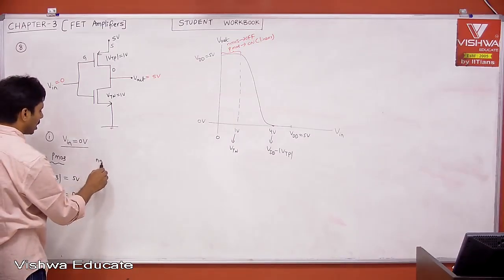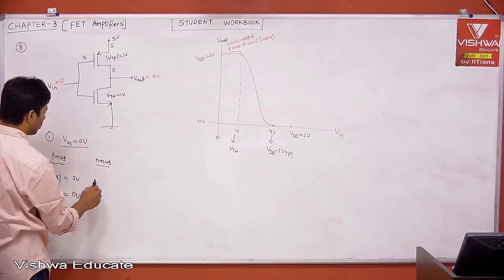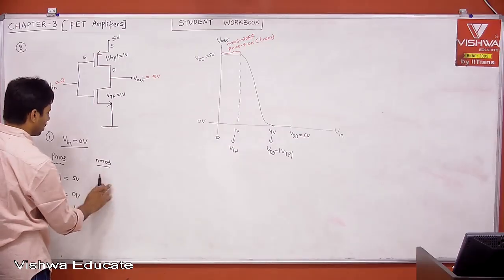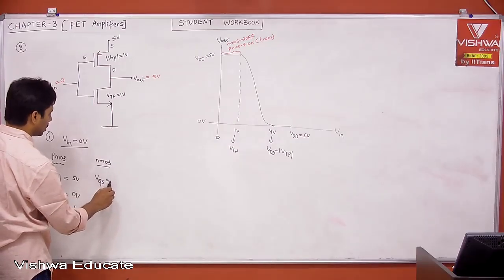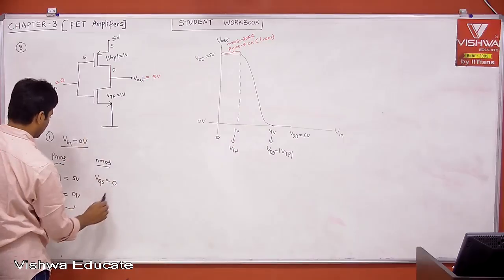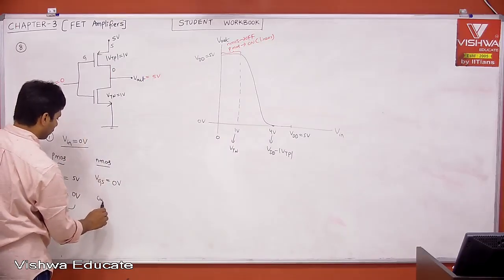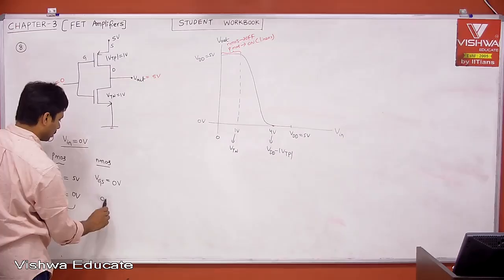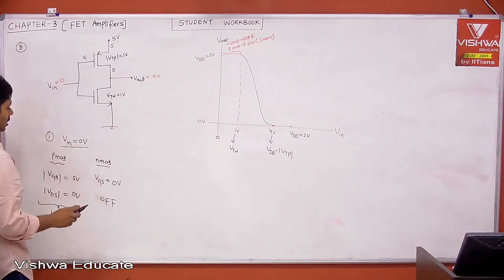If you take NMOS, it is off. Because what is your VGS? Your VGS is equal to 0. Therefore this is off, cut off or off. On means linear region, saturation is saturation.